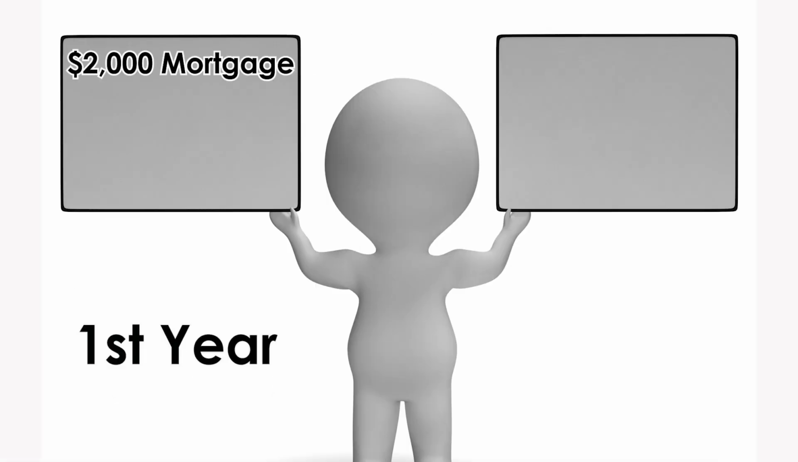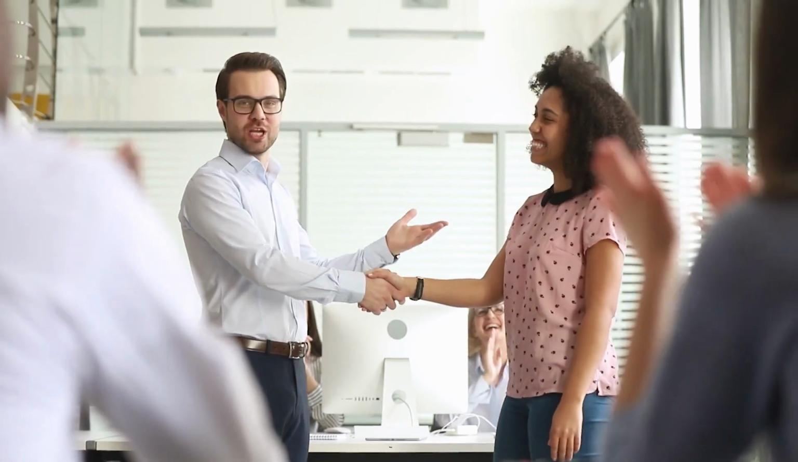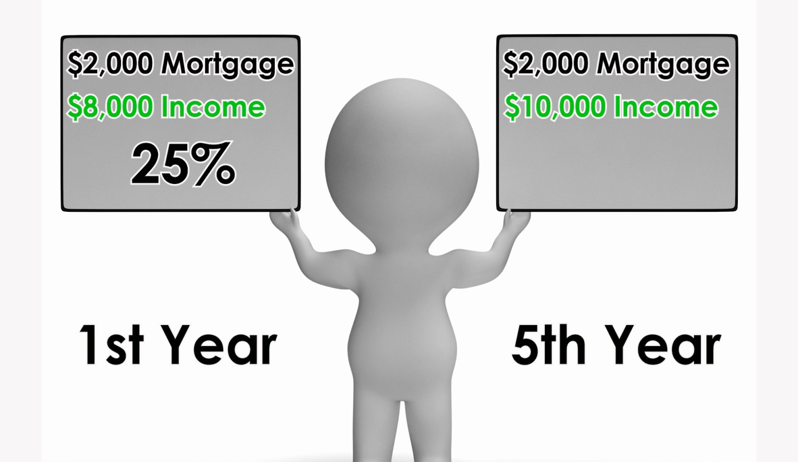We're going to explore a simplified example to illustrate how this works. So imagine you have a $2,000 monthly mortgage payment and a monthly income of $8,000 after taxes. In this scenario, your mortgage payment accounts for 25% of your income. Now, let's fast forward 5 years. Thanks to inflation and working for a good company, you receive raises to keep up with the rising costs with inflation, and your monthly take-home income increases to $10,000 after taxes. However, your mortgage payment remains at $2,000, and now your mortgage represents only 20% of your income.